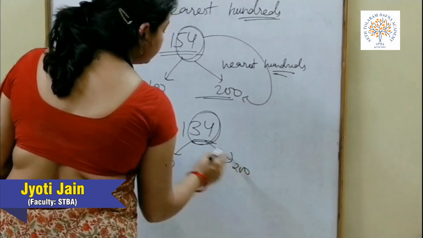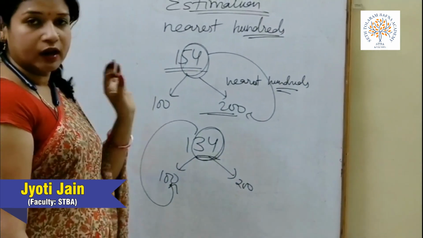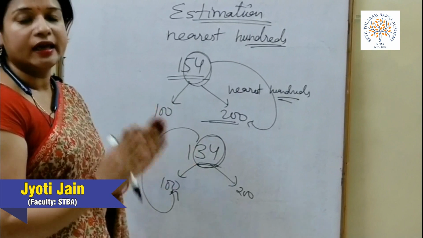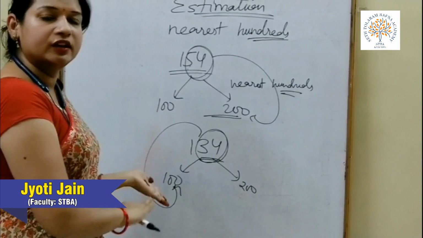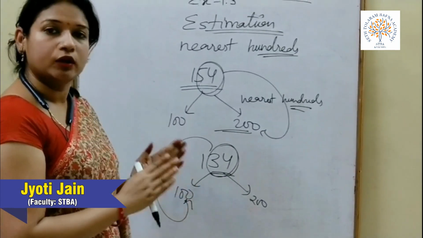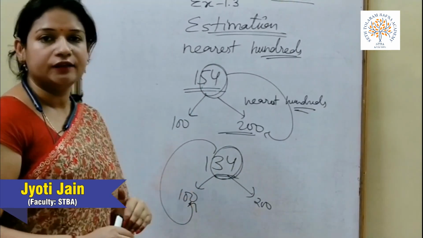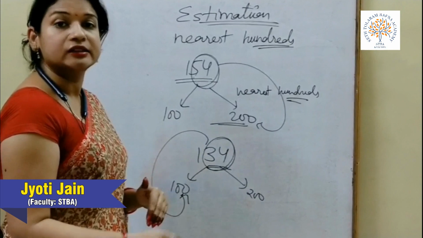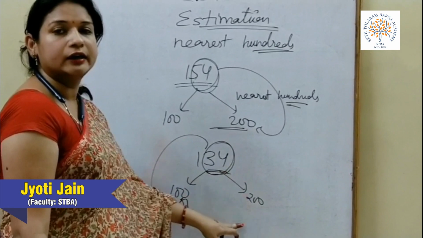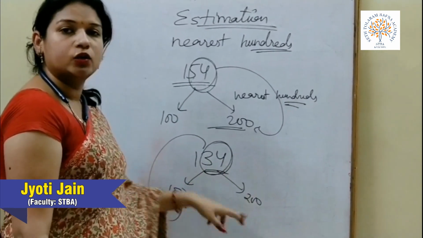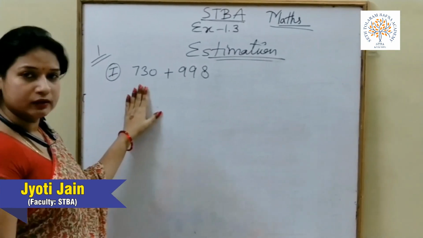100 and 200, so it will be converted into the nearest hundreds. Simple thing is, if the last two digits of the number are less than 50, that number will be converted into the previous 100. And if the last two digits are 50 or greater than 50, that will be converted to the next 100. Whatever the multiple of 100 is next, that will be converted into the next one. This is the first question, in which we have to apply the general rule.